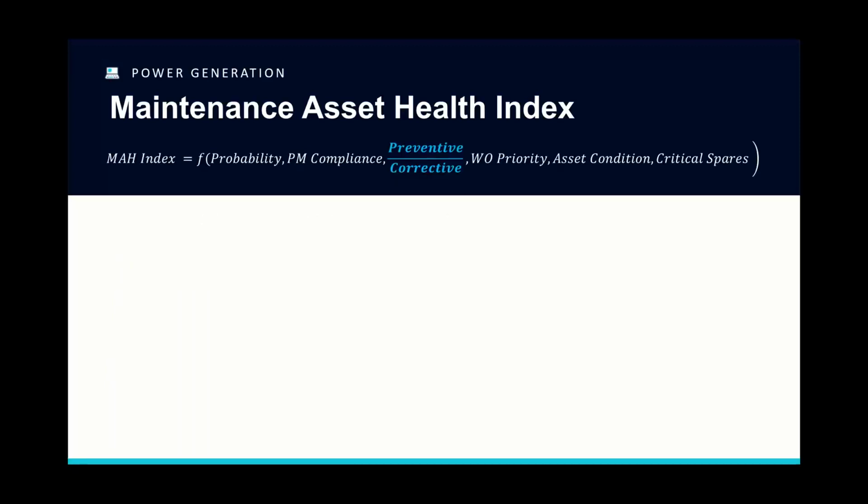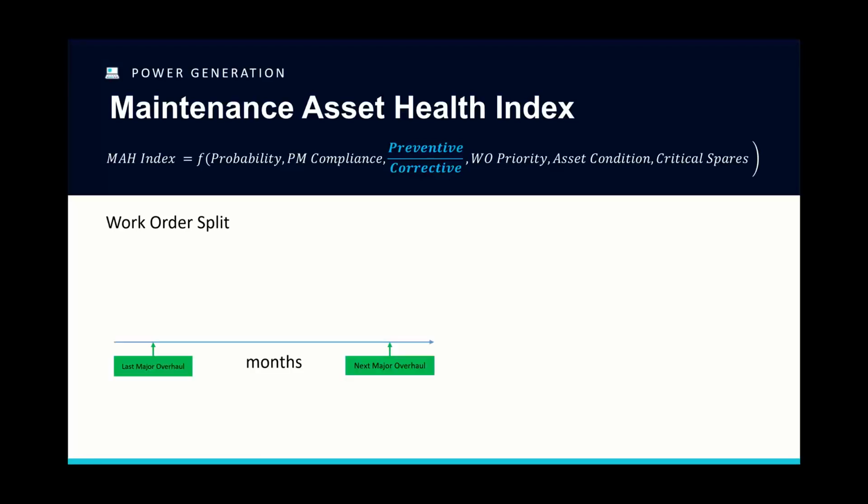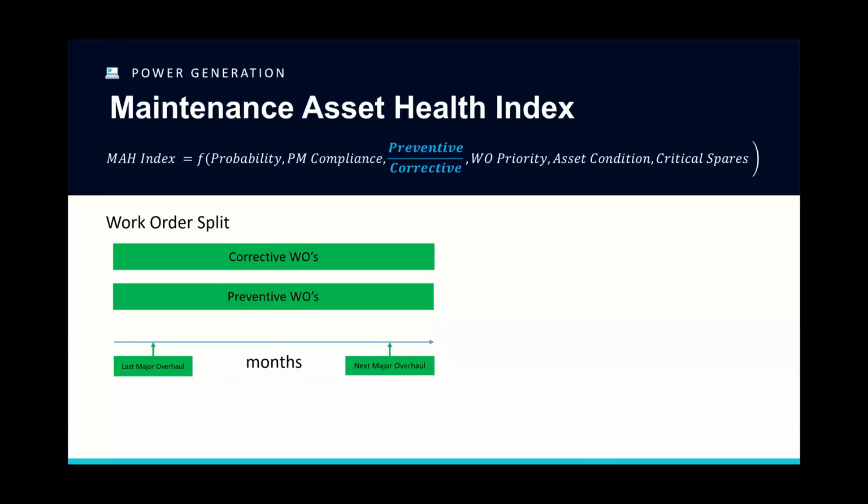The next one is the ratio between preventive and corrective. We call it work order split, right? Again, looking at that life cycle between overhauls, and then just looking at the number of corrective work orders to preventive work orders that were generated over the period, right? So we're just looking at the correlation between the preventive work orders and the total number of work orders during that period.